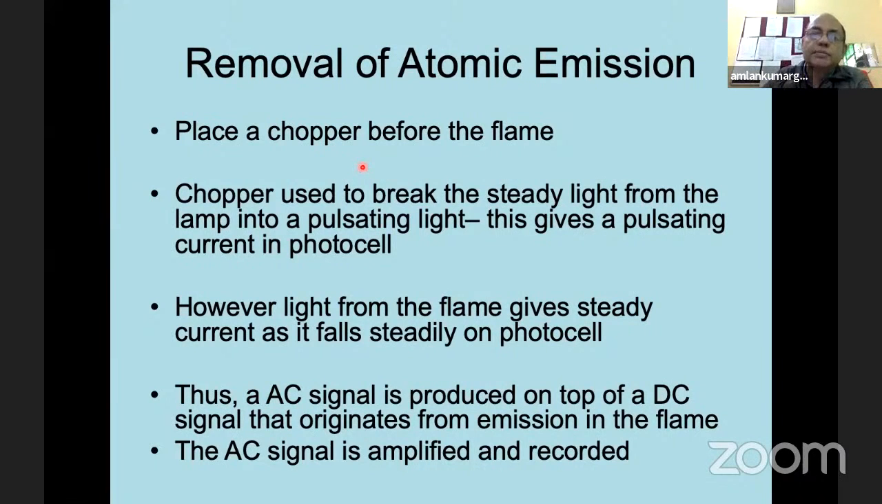It chops the light. Chopper is used to break the steady light from the lamp into a pulsating light. So if light is coming here and I use a chopper like this, sometimes light will not pass through, sometimes light will pass through. So you get a pulsating current in the photocell. Now you have a photocell as a detector. When you get light, you will get current. When you do not get light, you do not get current.